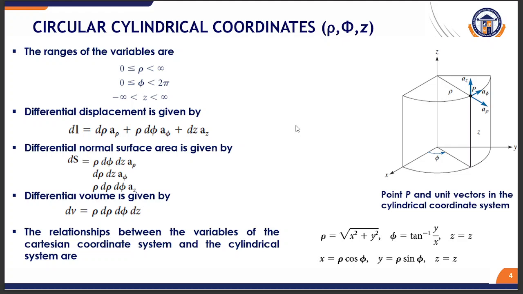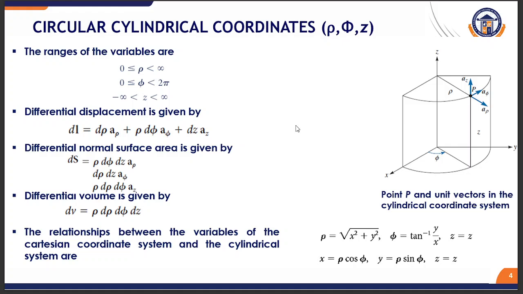And then the differential normal surface area. By keeping rho constant, that is the cylindrical wall constant, ds is defined as rho d phi dz a rho vector. Similarly, by keeping phi constant, ds is defined as d rho dz a phi vector. And keeping z constant, ds is defined as rho d phi d rho a z. And then the differential volume dv is defined as rho d rho d phi dz.